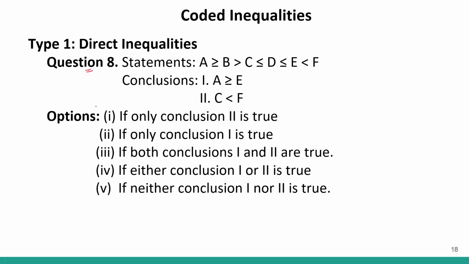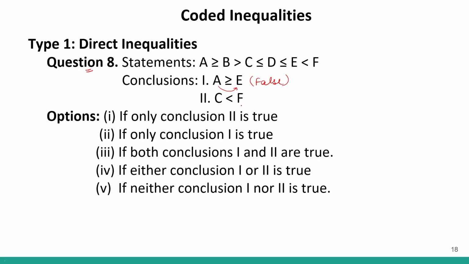Question 8. Question 8, let us look at the conclusions. First conclusion says that A is greater than or equal to E. So I have to move from A to E, correct? A is greater than or equal to E. So if I move from A to E, I can see A is greater than or equal to B, B is greater than or equal to C. But now I cannot move further because we have a smaller door over here. So again, this is false. Relationship between A and E cannot be determined.